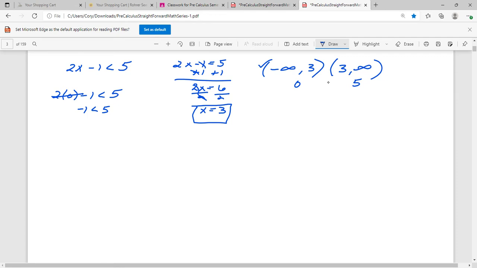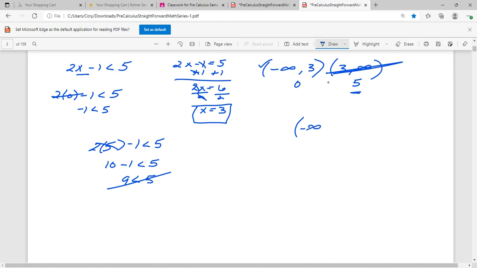All right, if I put 5 in there, 2 times 5, there's my x, 2 times x, minus 1 is less than 5. 2 times 5 is 10, minus 1 is 9. 9 is less than 5? No, that is not true, so that means this one does not check out. So my answer is going to be negative infinity to 3. And that's the only solution that will work for that.